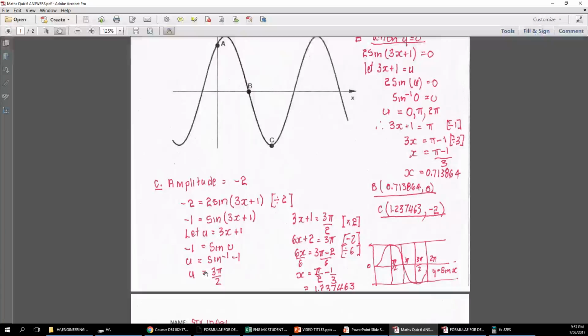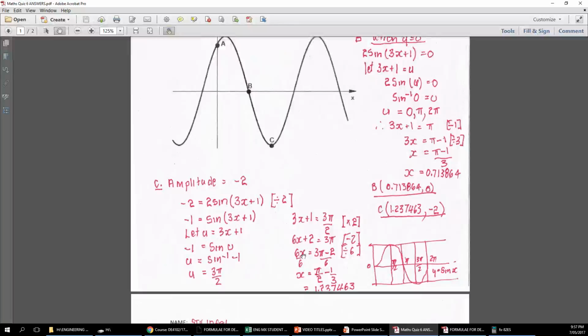And so we worked that out. So now we can say u is equal to 3x plus 1. So 3x plus 1 equals 3 pi by 2. And now we've got to manipulate and rearrange that. So multiply both sides by 2, and we get 6x plus 2 equals 3 pi, because I get rid of the fraction. That's the first thing I ever do. Get rid of that fraction.